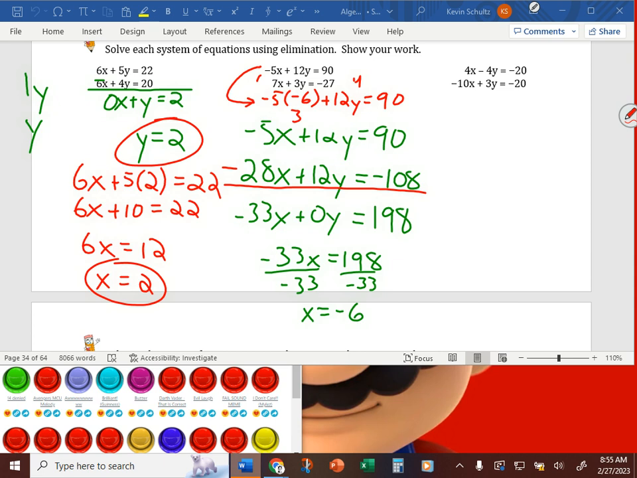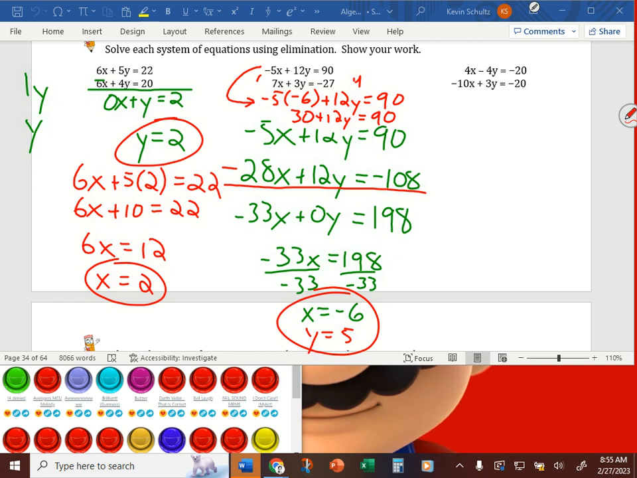This equals 30. So 30 plus 12y equals 90. That gives us a two-step equation to solve. Subtract 30, divide by 12, and we get y to be 5. Okay? Questions on that one? All right. On to the third one.